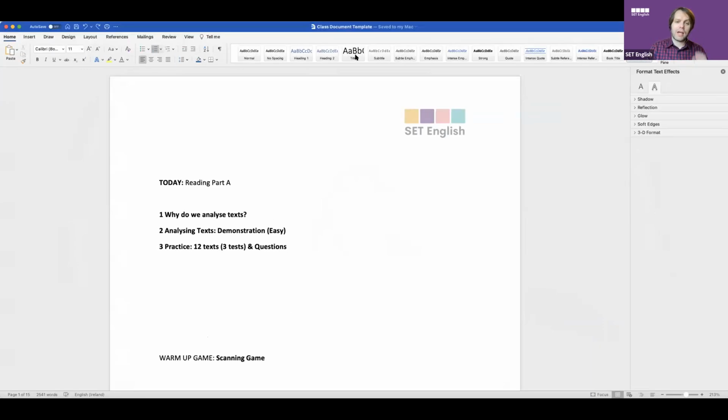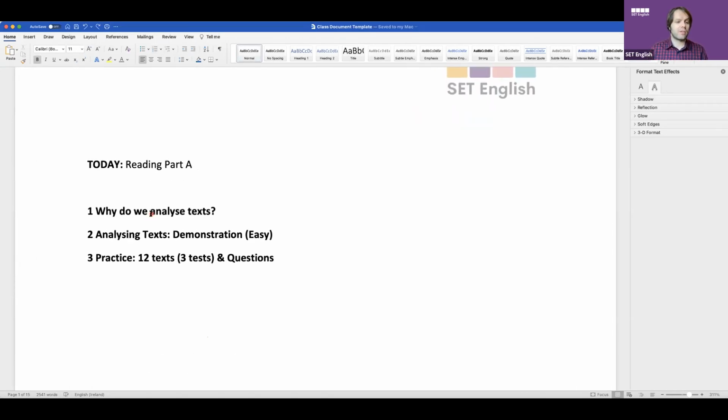All right, so this is what we're trying to do today. We'll talk about why we analyze texts at the start of reading part A. Then I want to give you a very slow demonstration of analyzing four texts. Those ones will be easy, but we can all do it together and you can ask me questions at this stage. We can discuss timings and stuff. Last thing we're going to do today is try and get through 12 texts. So that would actually be 3 mock tests, wouldn't it? There'll also be a few questions after each set of analysis. So there's a lot of stuff we're trying to do today.